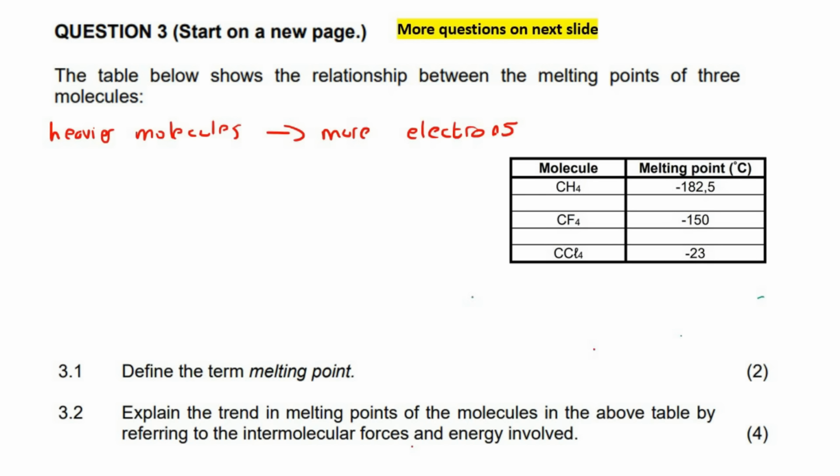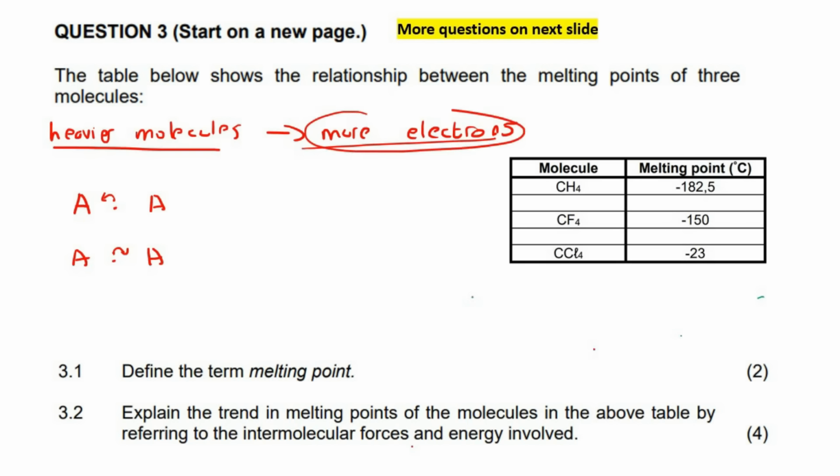Okay. Now, you know what I showed you now with the London forces, and we said that it's because it's these electrons that are temporarily moving a little bit to that side and a little bit to that side. Now, when you have heavier molecules, you have more electrons. When you have more electrons, you increase the chance that this type of thing can happen. Because it's not only the electrons in the middle that are doing this.